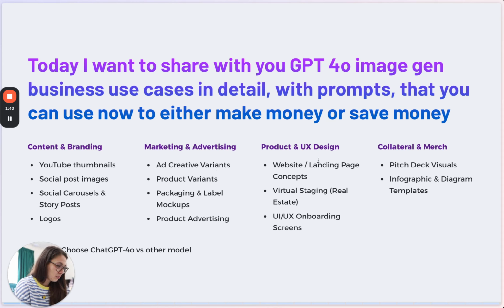We'll go through product and UX design. We'll cover websites, landing pages, virtual staging, like for real estate, and UI and UX onboarding screens. We'll also go through collateral and merch, like pitch decks, infographics, and things like that. I'll also briefly cover at the end why you would choose GPT-4o versus the other image generation models like Midjourney, Leonardo, and so on.